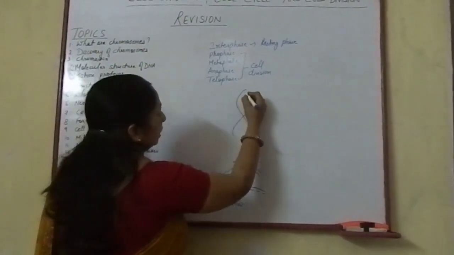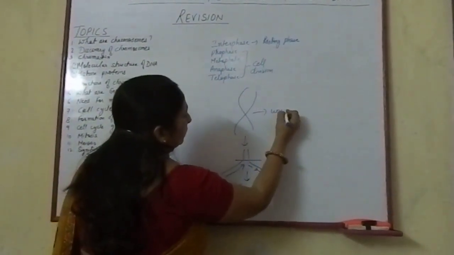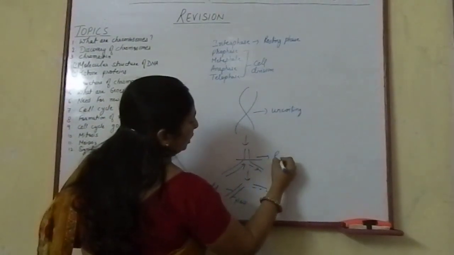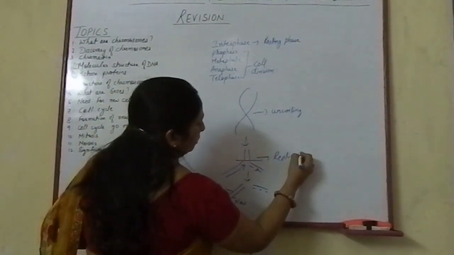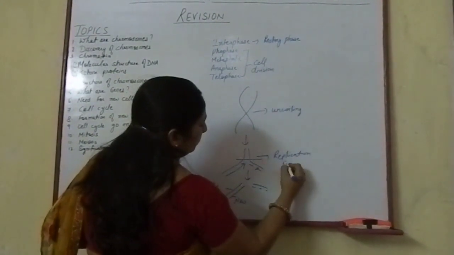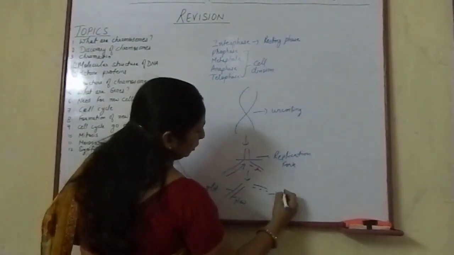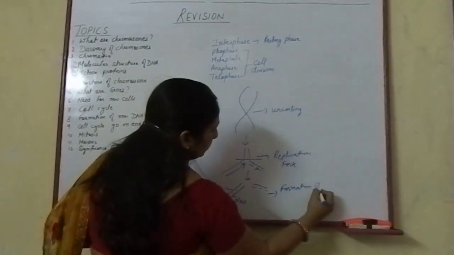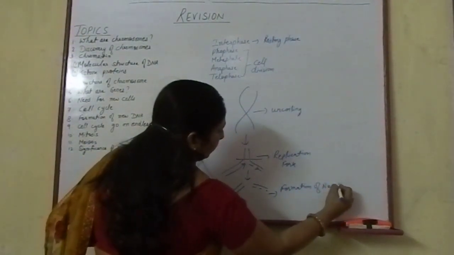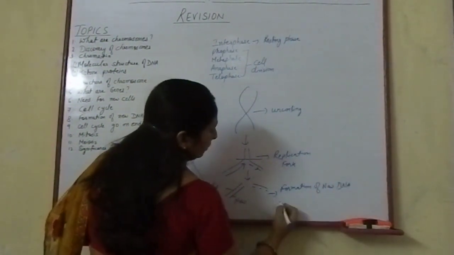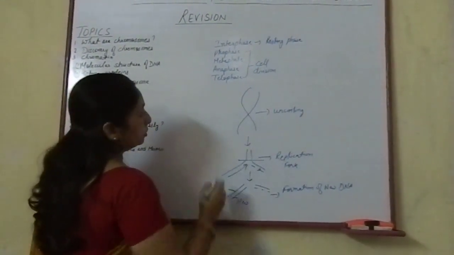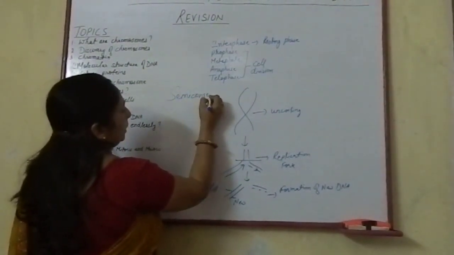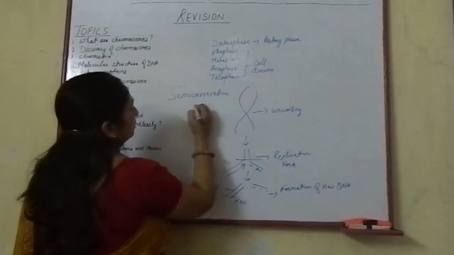So the first step was uncoiling. Second is formation of the replication fork. Third, formation of new DNA, which is semi-conservative, one old and one new strand. This is based on the semi-conservative theory.